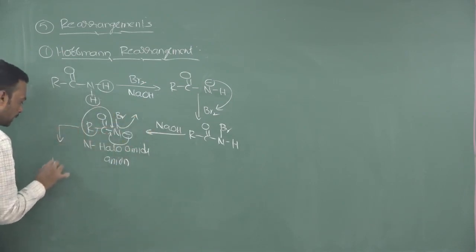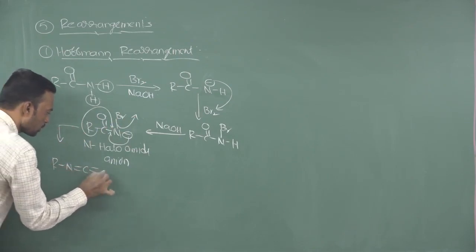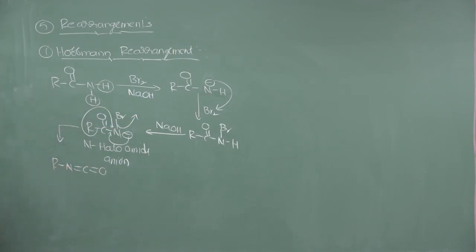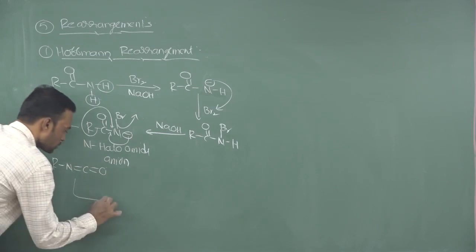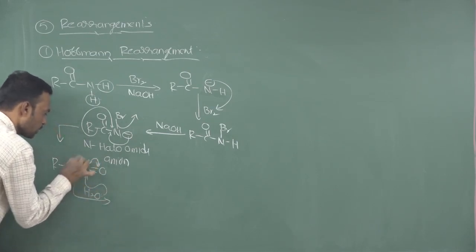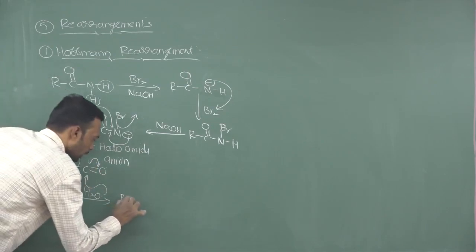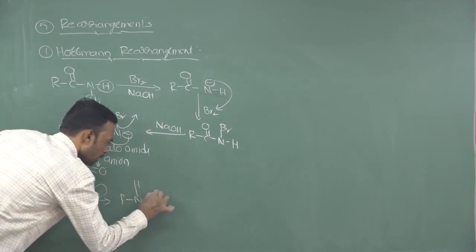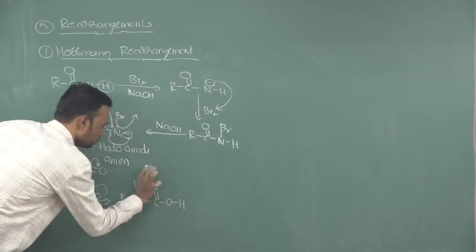So after migrating, what is the answer? R-N double bond C double bond O, like this. What is this? Isocyanate. The isocyanate reacts with a water molecule. This will attack here, resonance will come, and one more time it will come on nitrogen. Nitrogen carries one hydrogen and this is C double bond OH. Can I write like this?